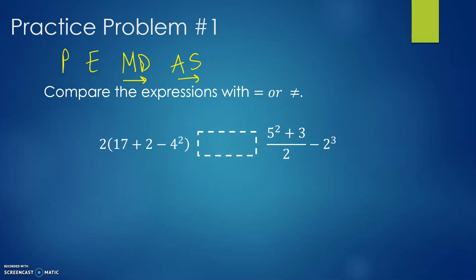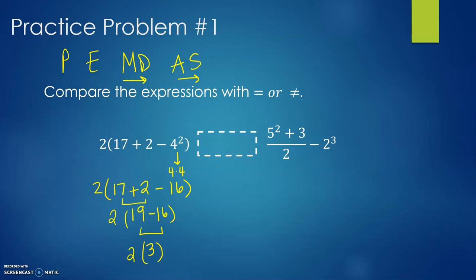So here I have parentheses, and within parentheses I do have exponents. Remember, 4 to the second power is 4 times 4. So this becomes 17 plus 2 minus 16. I'm going to continue by adding first because it's the first thing in my parentheses. That would be 19. 19 minus 16 is 3. And so 2 times 3, you can write it like this, or 2 times 3. This side over here equals 6. So if this side over here equals 6, then we will put an equal sign here.